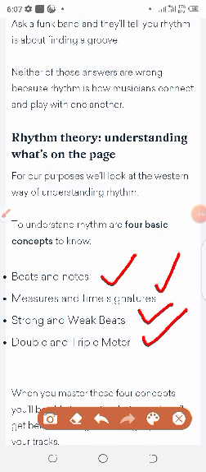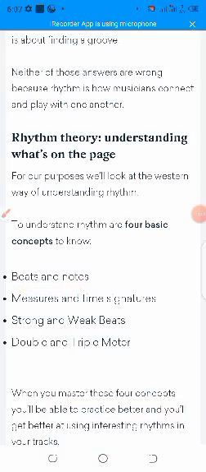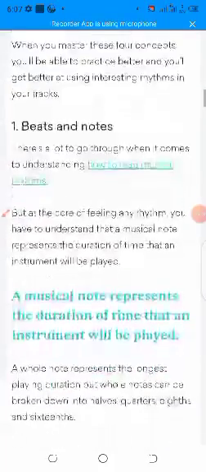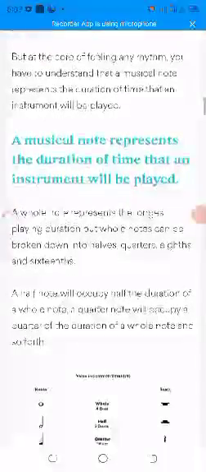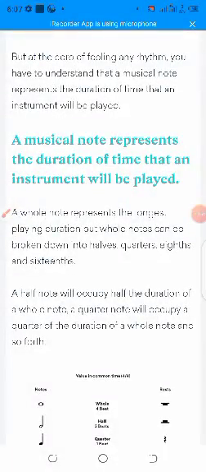I think I've explained that too. Now, beats and notes. You need to understand that we treated musical notes and values the other time. So we saw all the notes. A musical note represents the duration of time that an instrument will be played, either instrument or voice.